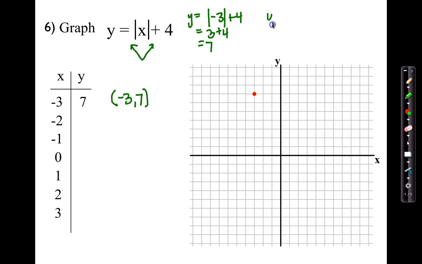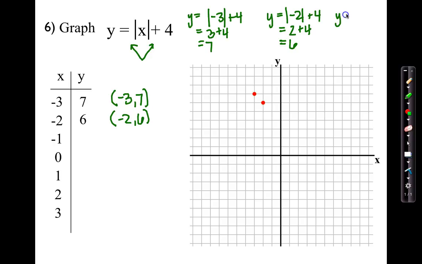Next, I'm going to do y equals the absolute value of -2 plus 4. So here, the absolute value of -2 is 2. I'm going to add 4, which is going to give me 6. Plot that on my graph here. But again, I want you to write down the ordered pair because that's what you're going to be graded on.